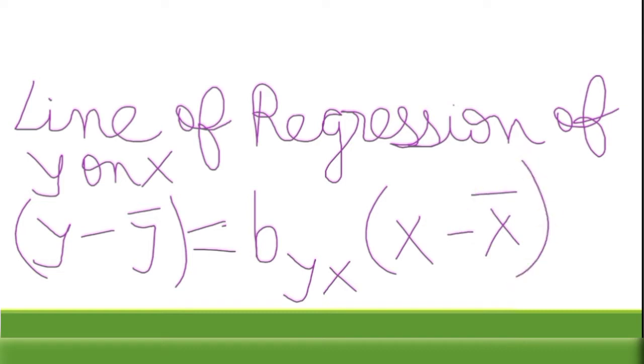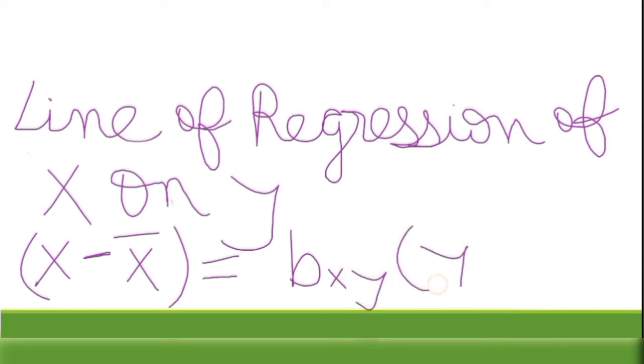And for finding out the line of regression of x on y, it will be x minus x bar is equal to bxy into y minus y bar.